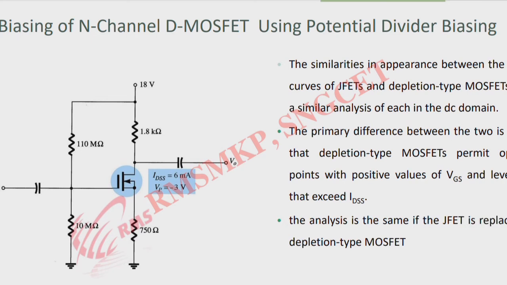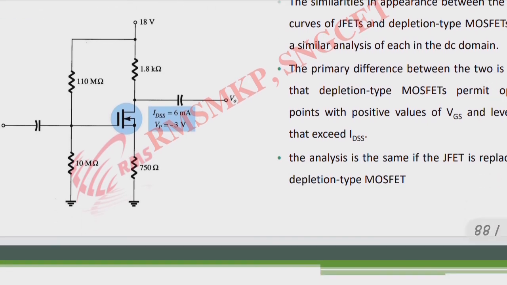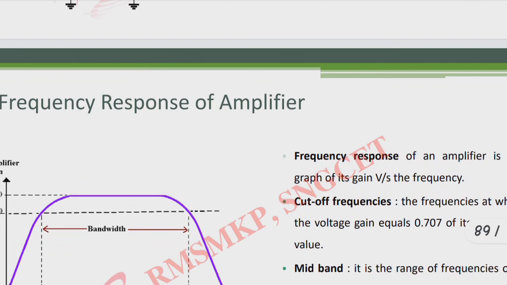Similarities in appearance between the transfer curve of a JFET and a depletion type MOSFET permit a similar analysis of each in the DC domain. The primary difference between the two is the fact that a depletion type MOSFET permits an operating point with a positive value of VGS and levels of ID that exceed IDSS. The analysis is the same if the JFET is replaced by a depletion type MOSFET.